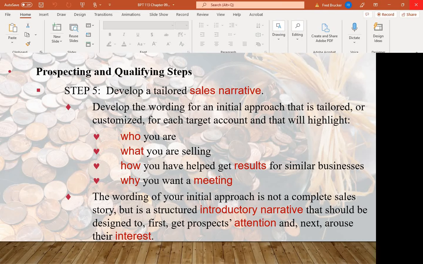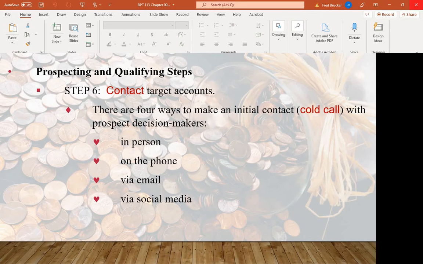So when you create this sales narrative, make sure that it is factual, but also make sure that it piques somebody's interest as you share that information with them. Step 6, contact target accounts.